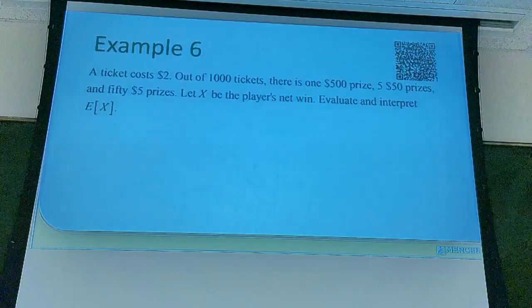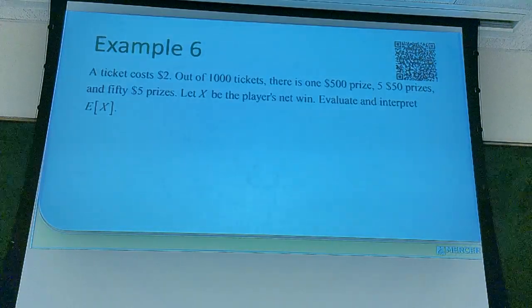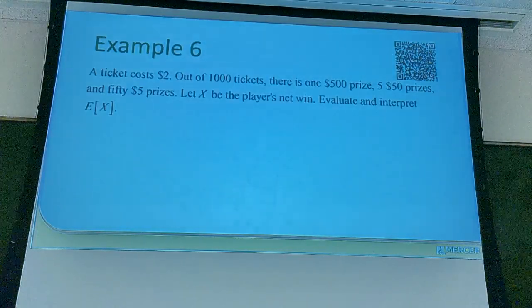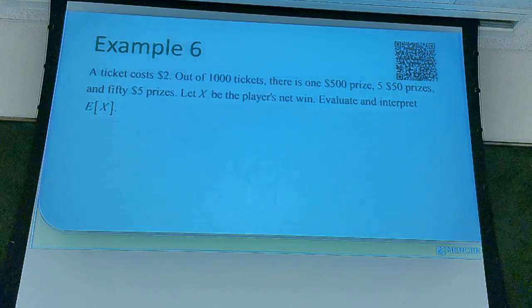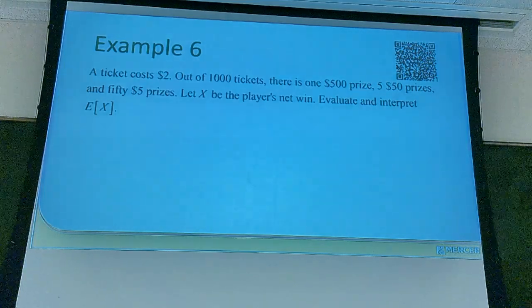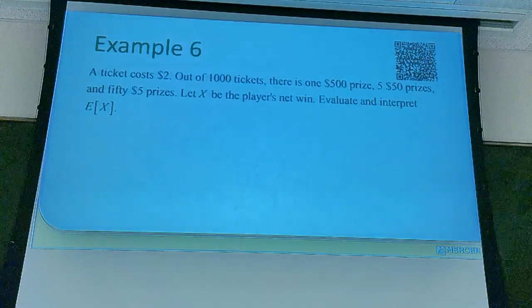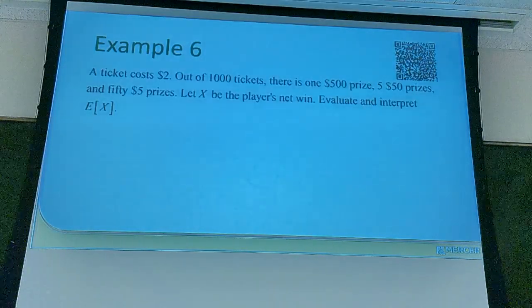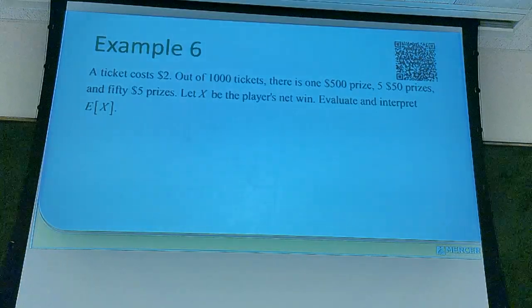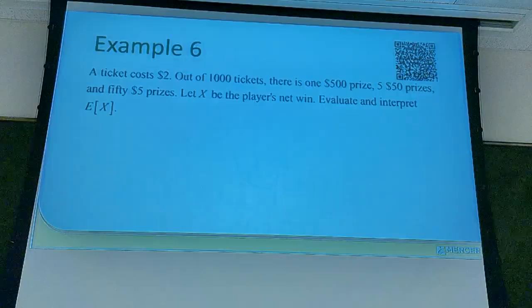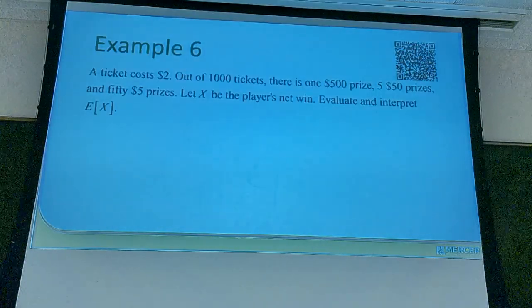Ticket costs $2. Out of 1,000 tickets, there is one $500 prize, 5 $50 prizes, 50 $5 prizes. Let X represent the player's net win. Evaluate and interpret the expected value.